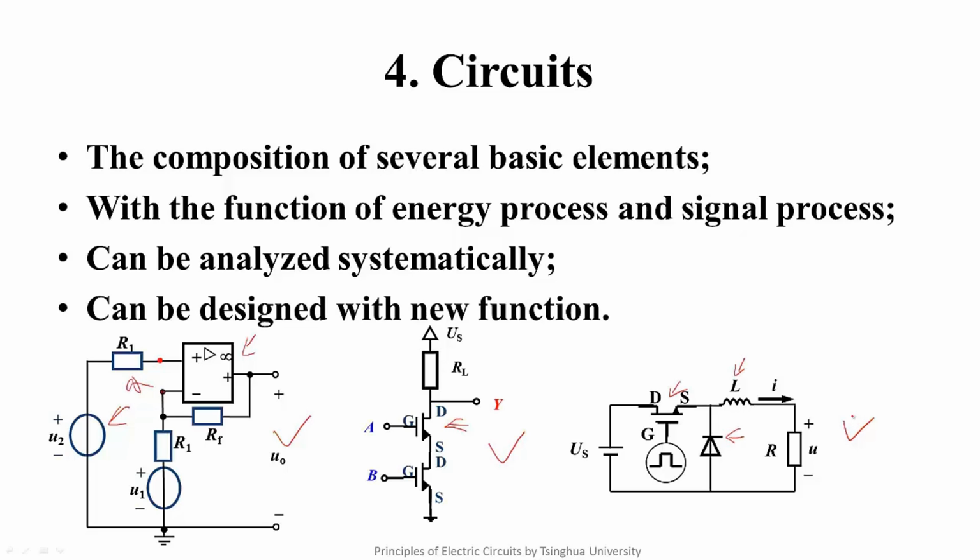Fourthly, circuits can be designed with new functions. For example, for a buck chopper circuit, we can set different values of the inductor to provide different values of voltage across the load. For a subtracting circuit, we can choose different values of R1 and RF to change the multiplication coefficient of the result of U1 minus U2. They are the four characteristics of electric circuits.